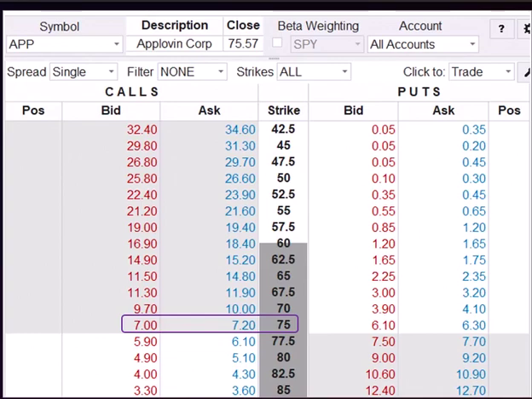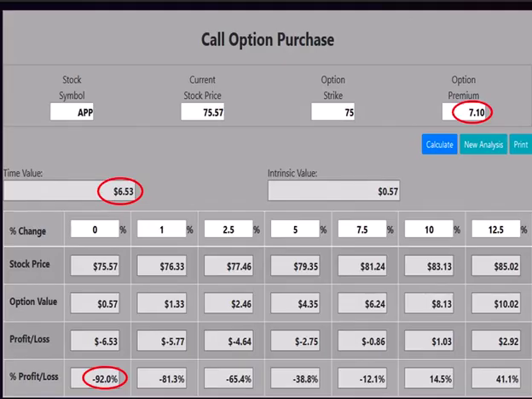Our call option calculator shows the profit potential for this call based on APP price changes at option expiration from flat to a 12.5% increase in price. We can see that if the APP stock price is flat at 75.57 at option expiration, the 75 call will lose 92% of its value. We want that to be break even or better, so the 75 call does not meet our requirements.